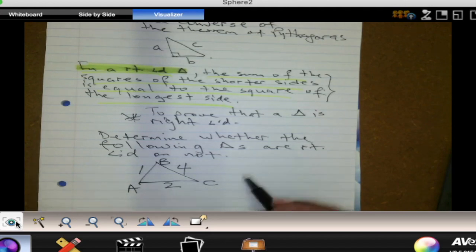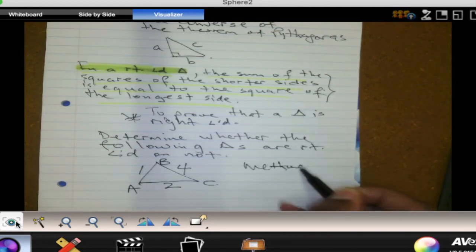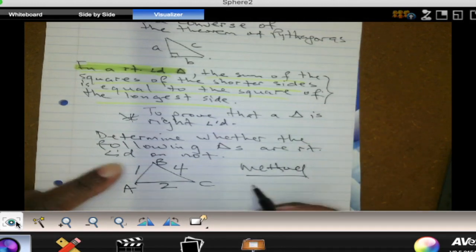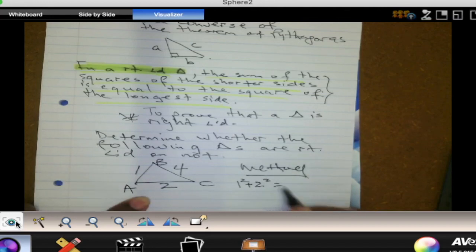This is the method of answering this question. Take the shorter sides and square them and add them up. So the first one is 1 squared, the second one is 2 squared. We do that and get our answer. What is our answer? 1 squared plus 2 squared equals 5, right? Then you take the longest side. The longest side in this diagram is 4. So 4 squared is equal to 16, right?